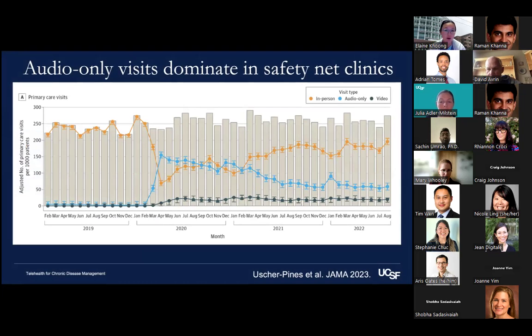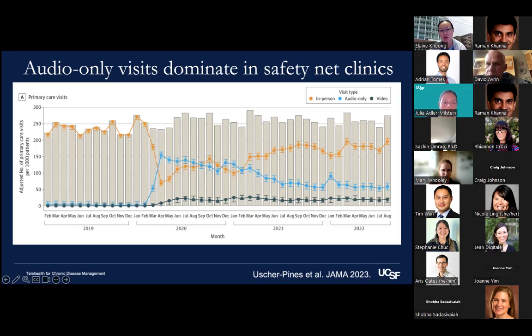I think the first is probably no surprise to folks here: safety net clinics did mostly audio only visits. This is data that's pulled entirely from FQHCs in California, actually. And what you can see in the light blue is that for telemedicine visits, there's a huge increase in audio only visits. They petered down, but they always stayed way more dominant than the video visits, which are in this darker color, in primary care clinics.